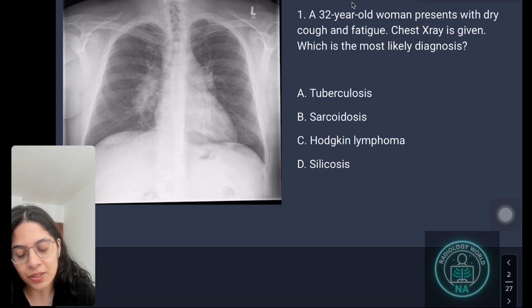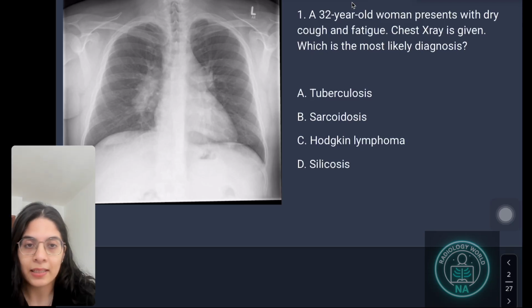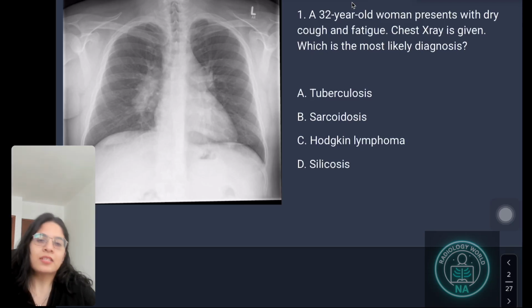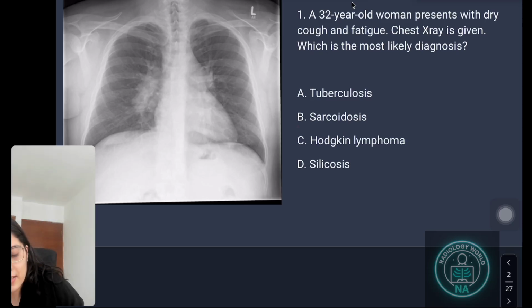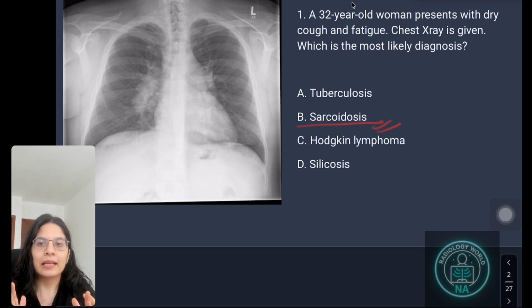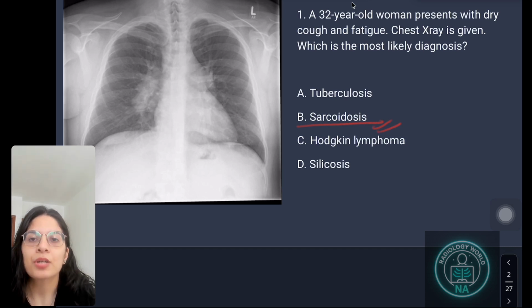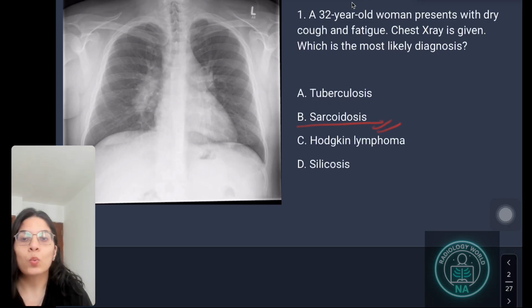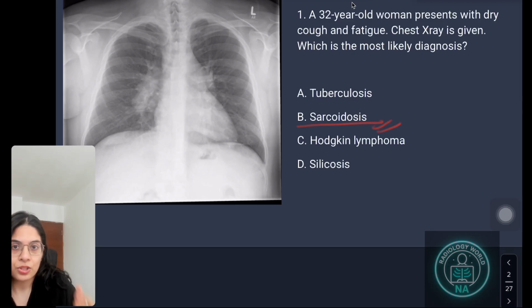So the first MCQ is, a 32-year-old woman presents with dry cough and fatigue. Chest X-ray is given. Which is the most likely diagnosis? Okay, so obviously we are discussing sarcoidosis. The answer is sarcoidosis in this case. But what I am trying to emphasize is that they are going to test your chest X-ray interpretation of sarcoidosis. What is it? It is lymphadenopathy. What is the most common pattern of lymphadenopathy which presents in sarcoidosis and which is going to be tested?